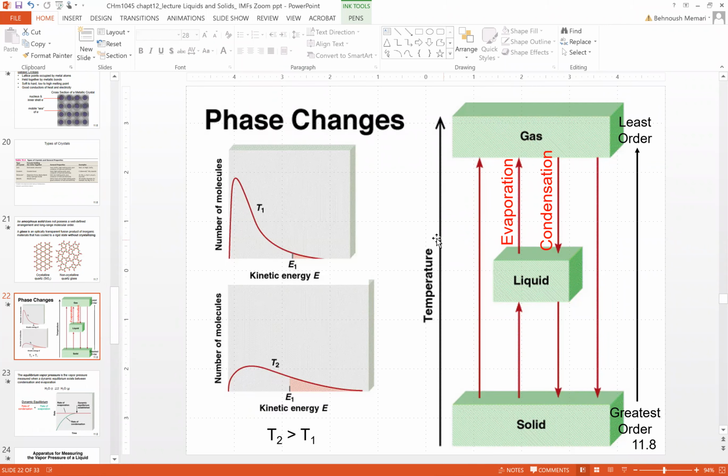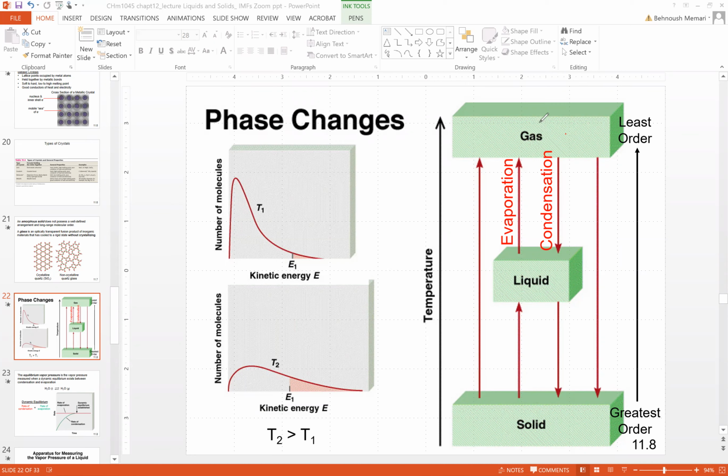If you change the temperature, you change the phases. For solid going to liquid or to gas, you have to increase the temperature. If you want to go from gas to liquid, you have to lower the temperature. If you want to go from gas to solid, you have to lower the temperature even more. So solids are the most ordered. And if you want to go to liquid, you have to break some of the bonds, so you have to spend energy.